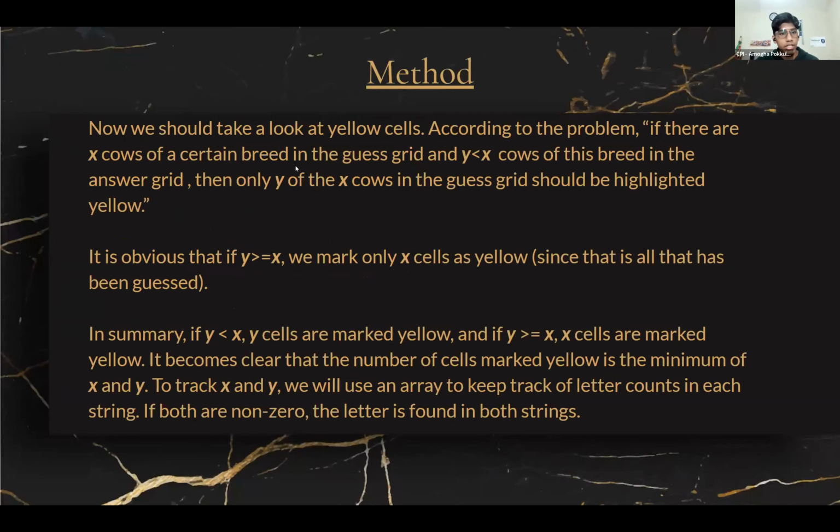Now, once we've done green, we can take a look at the yellow cells. According to the problem, if there are X cows of a certain breed in the guess grid and Y is less than X cows of this breed in the answer grid, then only Y of the X cows in the guess grid should be highlighted yellow.